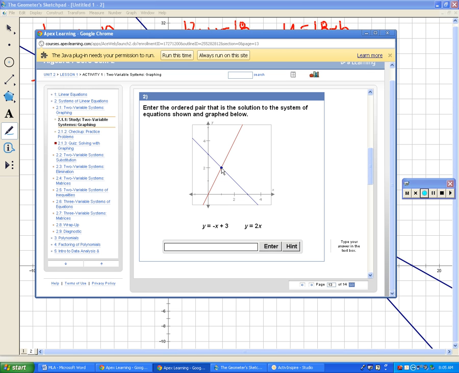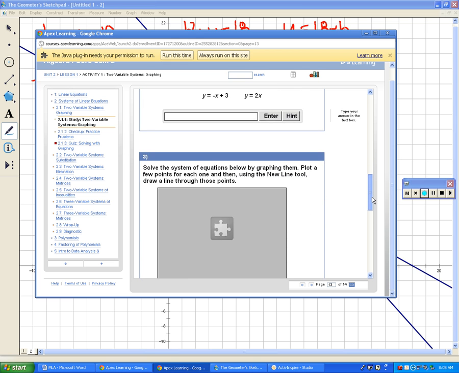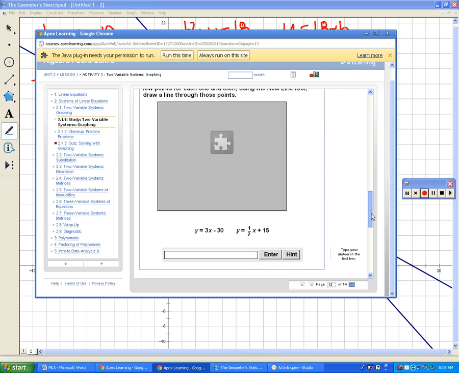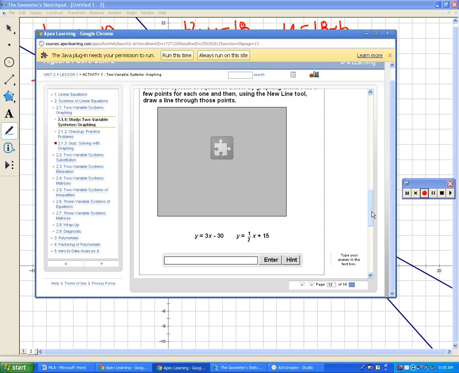For this one right here, same deal. Where do these two lines cross? That's your solution. So if I start at the origin, I have to go over 1 again, this time up 2. So my solution would be (1, 2). Okay, all right, then this one, you need to come up with the graphs on your own and then type in where they cross. So let's do that.